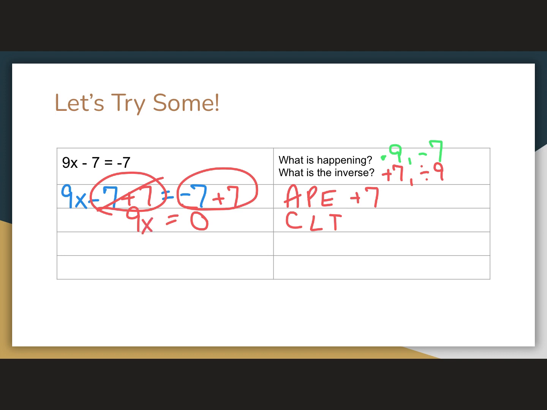Next step is going to be dividing by 9. So I'm going to use my division property of equality to divide by 9. So I have 9x divided by 9 equals 0 divided by 9. When I combine like terms, 9x divided by 9 gives me x. 0 divided by 9 gives me 0. And that's my answer. x is 0.